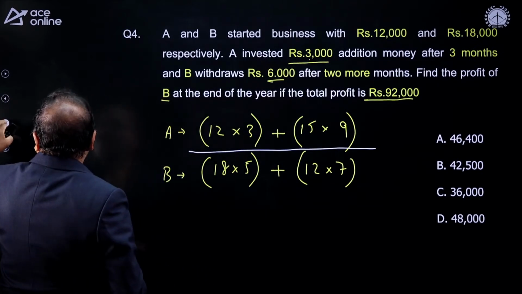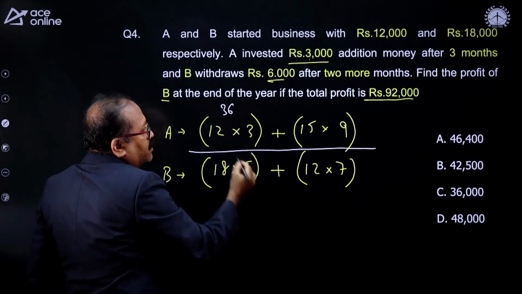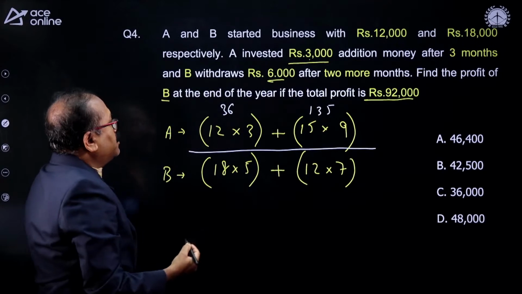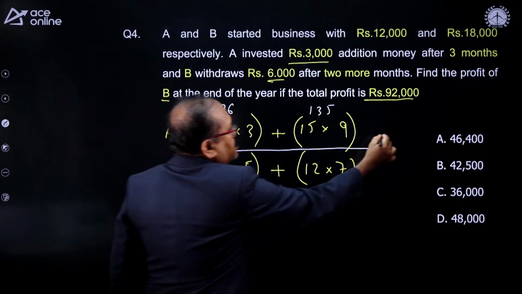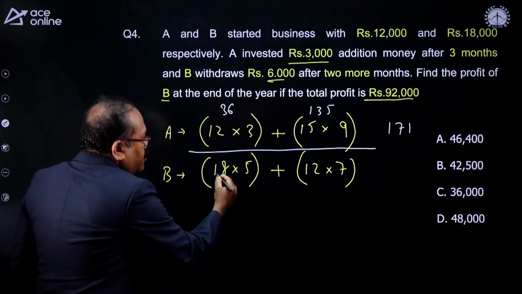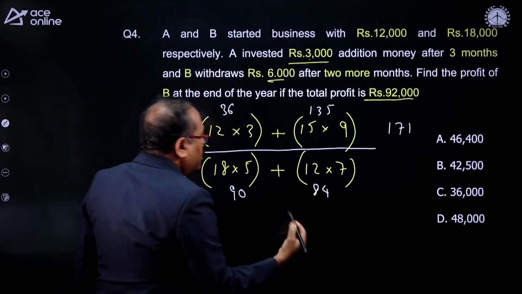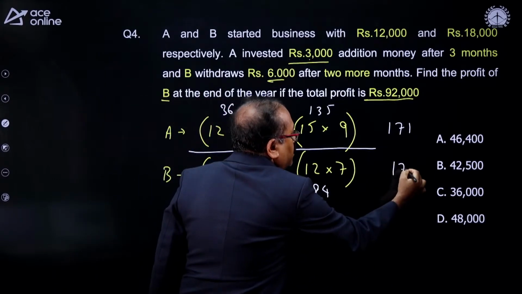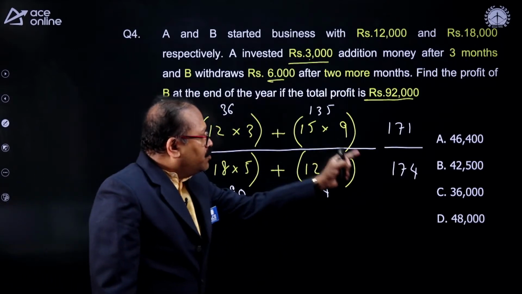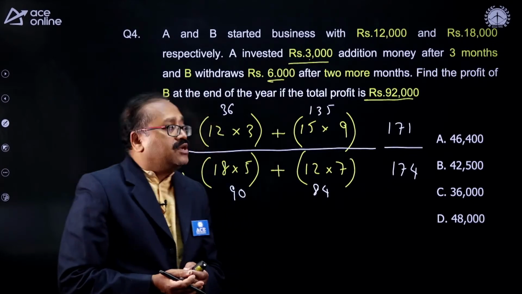So now, my friends, do it together. That is 12 into 3 is 36 over here, and 15 into 9 is 135 here, so the total I get is 171. And 18 into 5 is 90, and 12 into 7 is 84. So I get 174 over here. So this is the ratio. Of course I notice that both the numbers are divisible by 3. Okay, let this be the ratio.